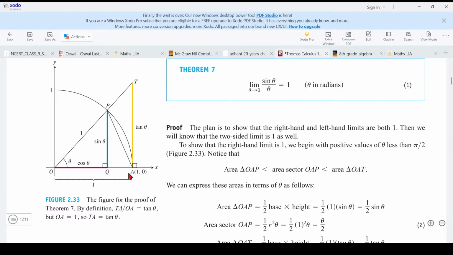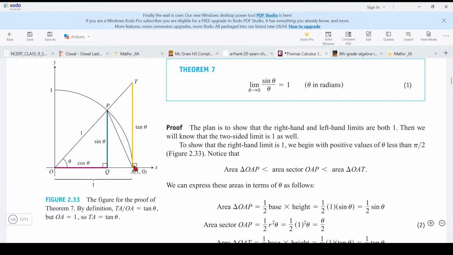What is this triangle's area? Half base into height. Half, this base is anyway 1 because this radius is 1, right? Into height. Height is PQ, which is nothing but sine theta. Half into 1 into sine theta, that is half sine theta, is the area of this triangle OAP. Agreed? This is lesser than the area of this sector.